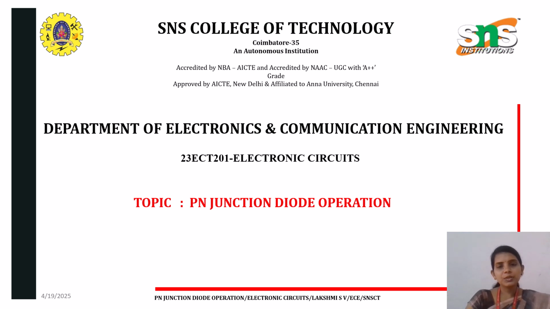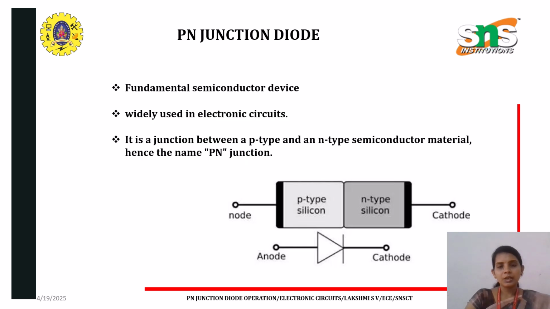So today I'm here to discuss the lecture series on electronic circuits, and the topic which I'm going to discuss here is the PN junction diode operation. So we all know that the very basic and fundamental semiconductor device is our PN junction diode, which is widely used in electronic circuits. From the name itself, it is understood that it is a junction between P-type and N-type semiconductor material. Hence the name PN junction.